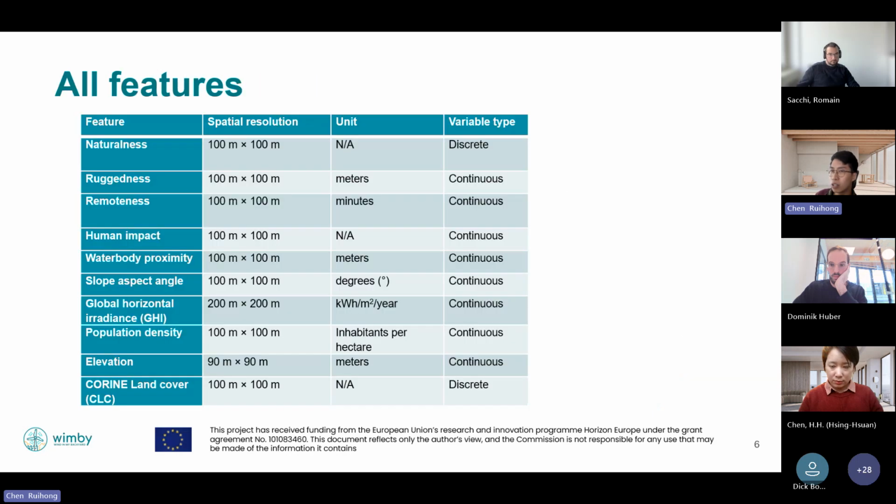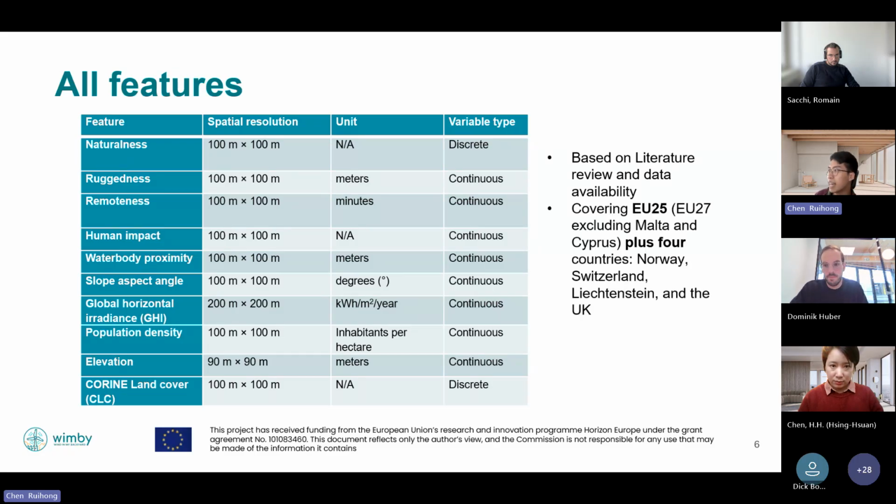And as I mentioned, we also have other raw features directly from input data. And here's the complete table of all of the features that we feed into the model to train. The selection of these features was based on literature review and also data availability that covers approximately the whole of Europe. So our focus scope based on the data is EU countries.